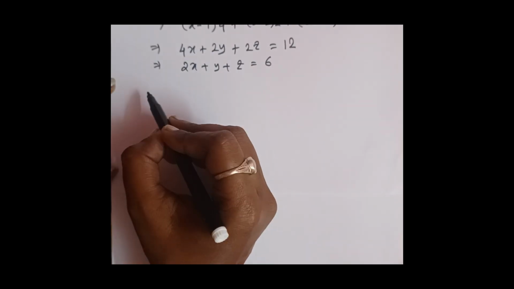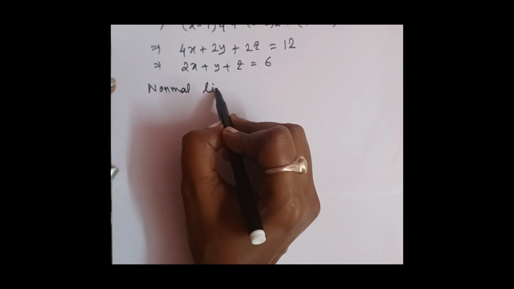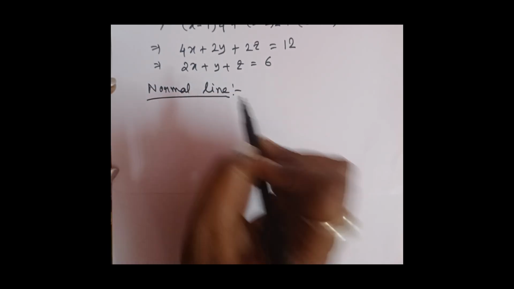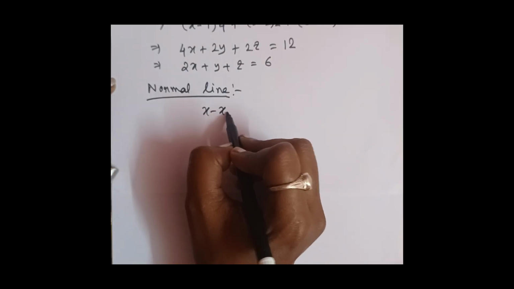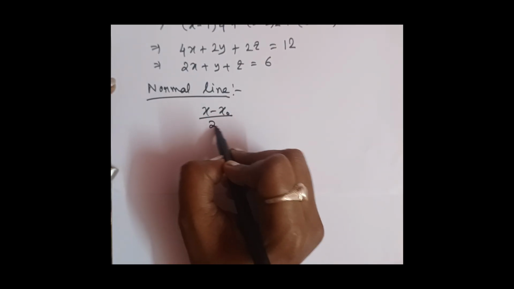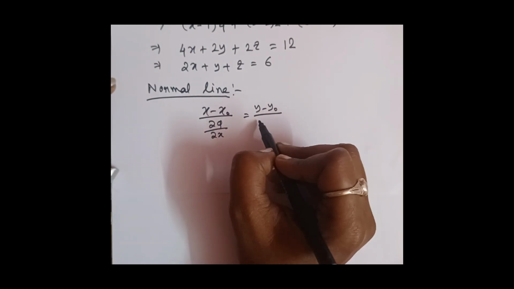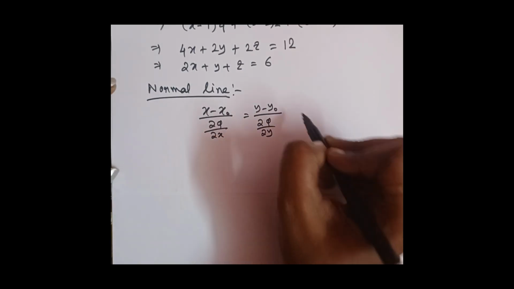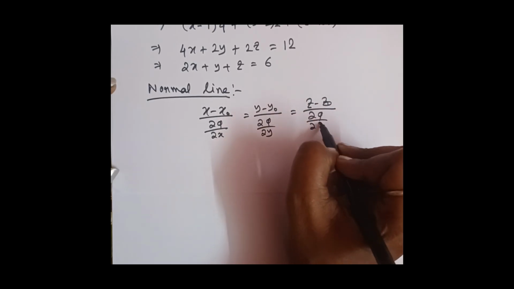Now the formula for the normal line, that is (x minus x0) by del phi del x equal to (y minus y0) by del phi del y and (z minus z0) by del phi del z.